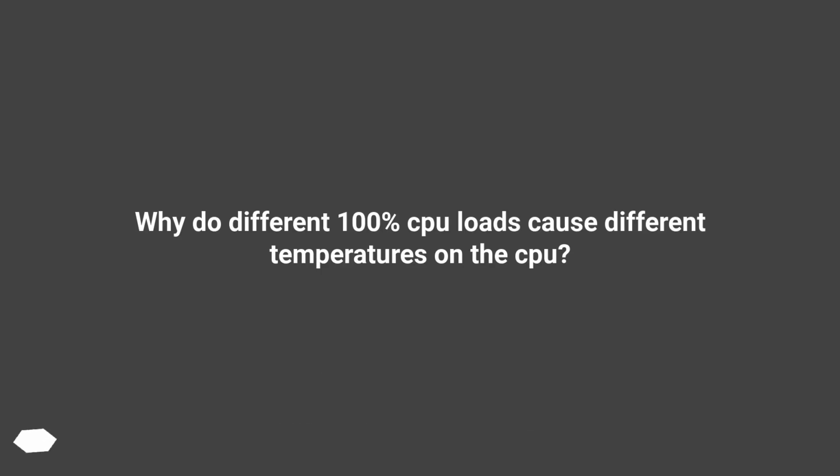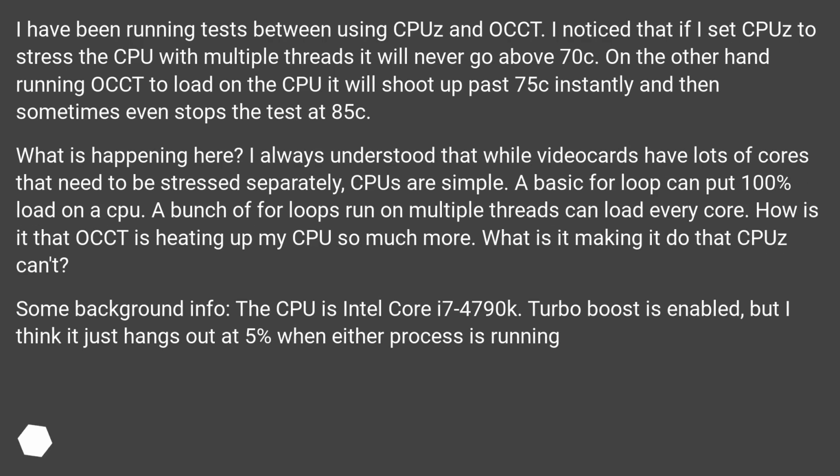Why do different 100% CPU loads cause different temperatures on the CPU? I have been running tests using different CPU stress tools. I noticed that if I set one to stress the CPU with multiple threads, it will never go above 70°C. On the other hand, running another load on the CPU, it will shoot up past 75°C instantly and sometimes even stops the test at 85°C.